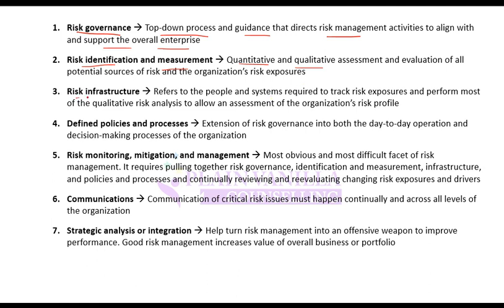Risk infrastructure. Risk infrastructure means that you should have people and systems in place who are required to track risk exposures and who are required to perform most of the qualitative risk analysis to allow an assessment of risk profile. So in order to assess the risk profile of a company or to track risk exposure, you need certain systems and people. So you should have those people and systems, that infrastructure, available to analyze the risk exposures that you have and to perform any analysis for the assessment of the overall organization's risk profile.